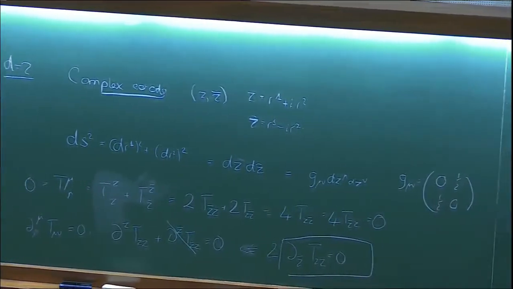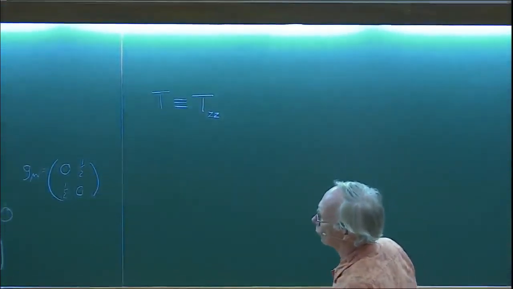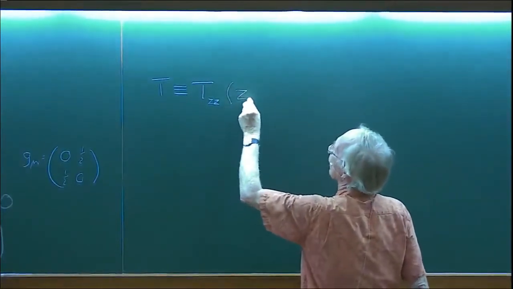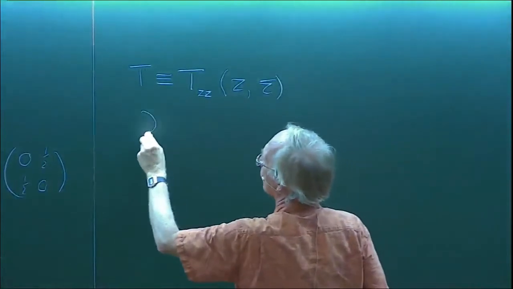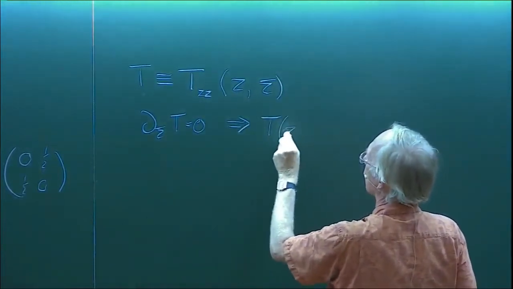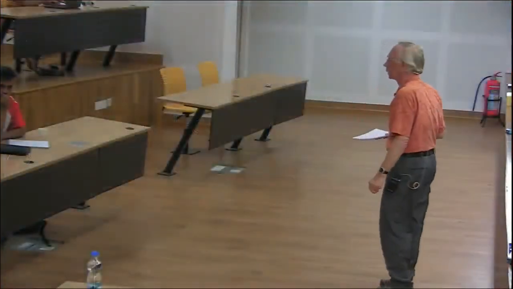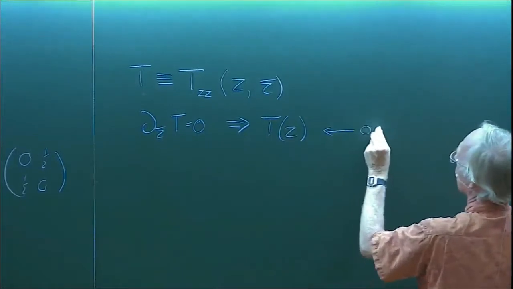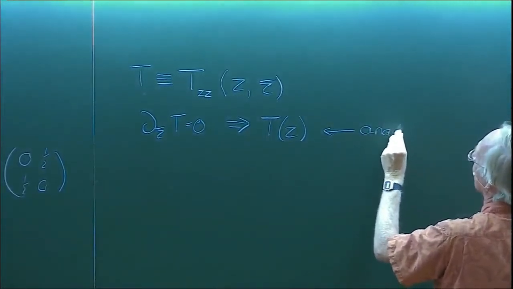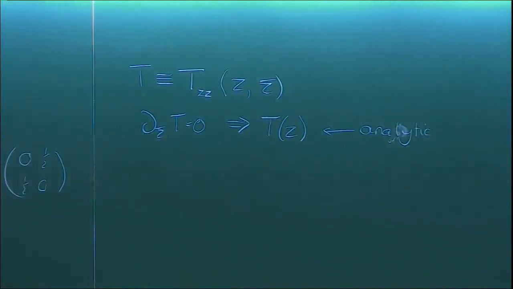Okay, so it says I've got this particular component, which I'm going to define to be just T, which is the ZZ component of the stress tensor in complex coordinates. In principle, it depends upon Z and Z bar. But what I've said is that d by dz bar of this thing is 0, so therefore, it actually only depends upon Z and not Z bar. Now, in analytic function theory, theories of functions of a complex variable, things that depend upon Z and not Z bar are called complex analytic. So, what we see is that in a conformal field theory, this particular component of the stress tensor is analytic.